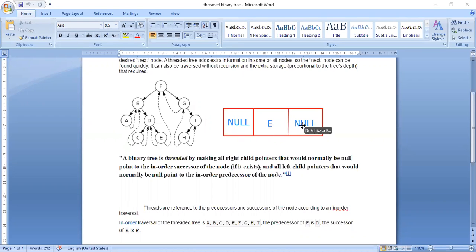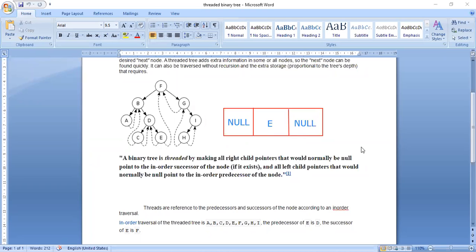Address of C will be there. In the right address pointer of D, what will be there? Address of E will be there. But for all the leaf nodes, if you take A, C, E, H in the diagram, you can see A, C, D, E are the leaf nodes. For every leaf node, what will be the values of left and right address pointers? Null will be there. This is the general binary tree. In any tree, this is the implementation.